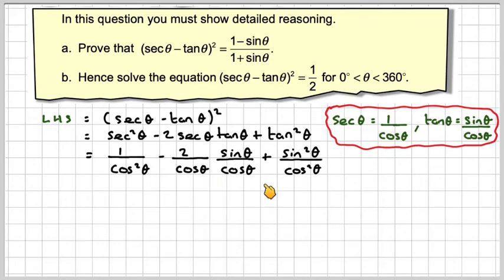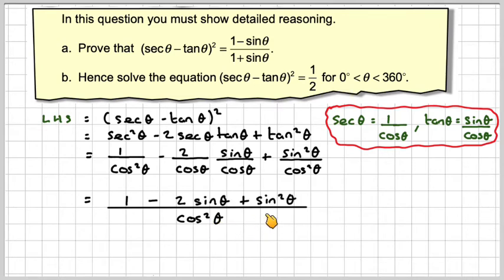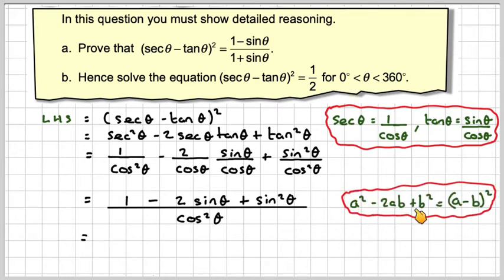Right, if we look at the denominator here, we'll notice that we've got cos squared as a common denominator, because here cos times cos is cos squared. So we'll make a common denominator, and then the top will become 1 minus 2 sine theta plus sine squared theta. Now, we should know the fact that a squared minus 2ab plus b squared is equal to (a minus b) all squared, which is what we've got here: 1 minus 2 times 1 times sine theta plus sine squared theta. So we can write that as (1 minus sine theta) all squared.